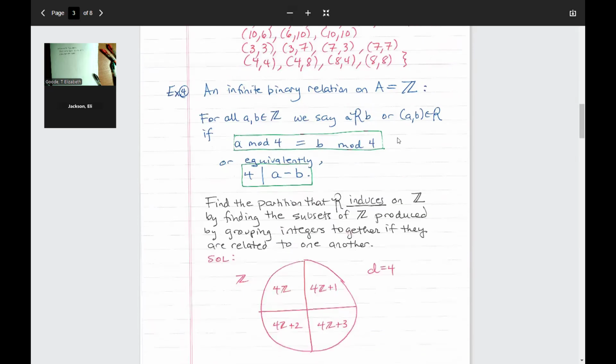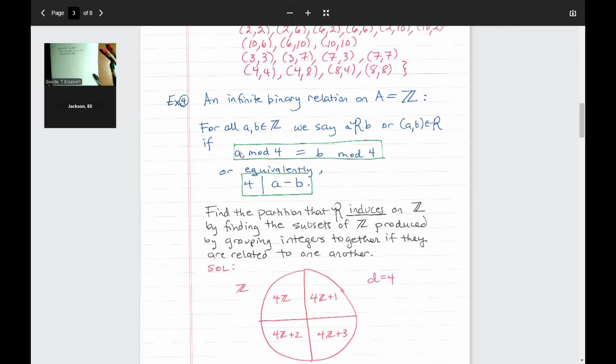And it's the same rule. A is related to B, or if you want to think about it as ordered pairs, (A, B) is in R if A mod 4 equals B mod 4. But here's the equivalent way of saying it: 4 divides A minus B. Now let's think about what A minus B really is. A minus B is the distance between A and B on the number line. That has to be a multiple of 4.